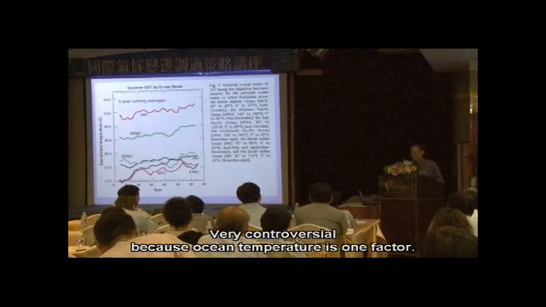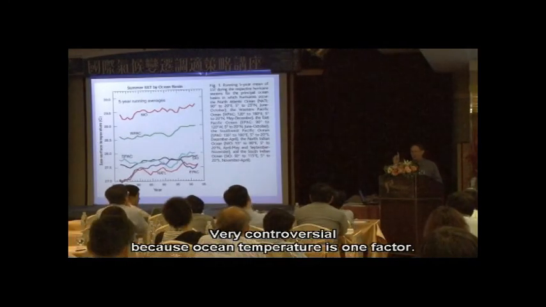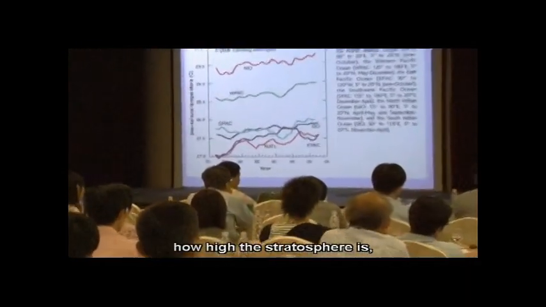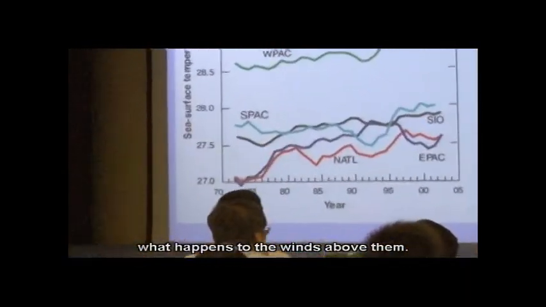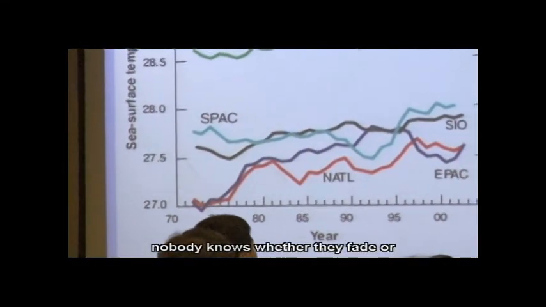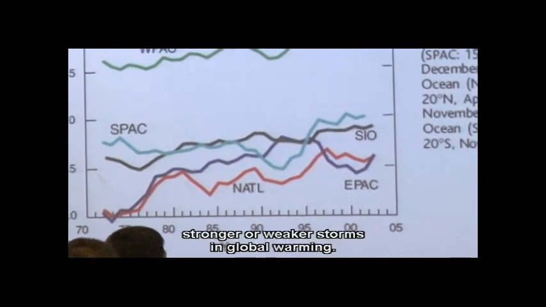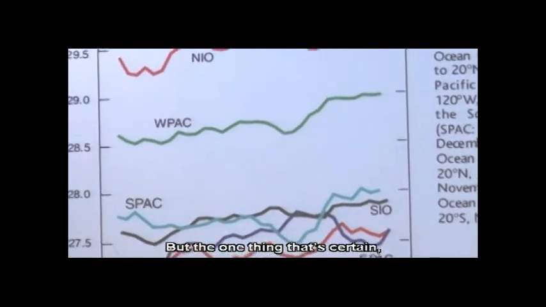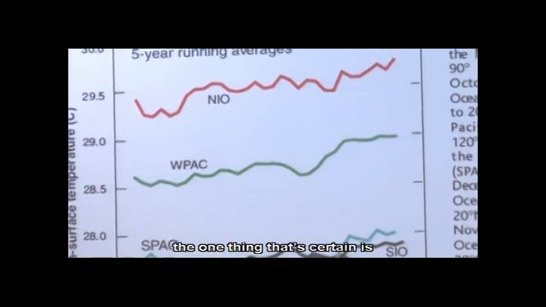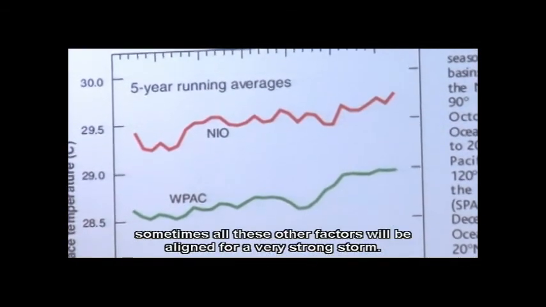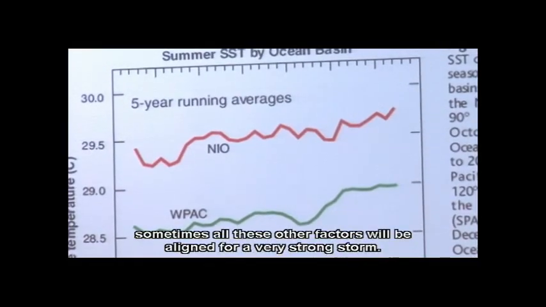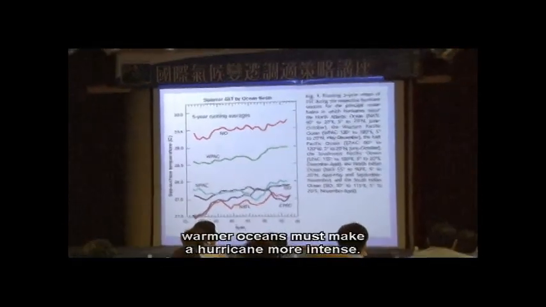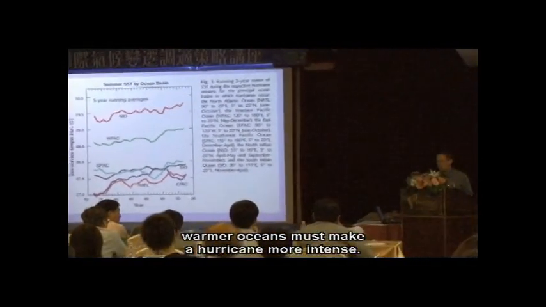Very controversial, because ocean temperature is one factor. There is how deep the ocean is mixed, how high the stratosphere is, what happens to the winds above. All these factors, nobody knows whether they favor stronger or weaker storms from global warming. But the one thing that's certain is that sometimes all these other factors will be aligned for a very strong storm. When that happens, warmer oceans must make the hurricane more intense by thermodynamics.